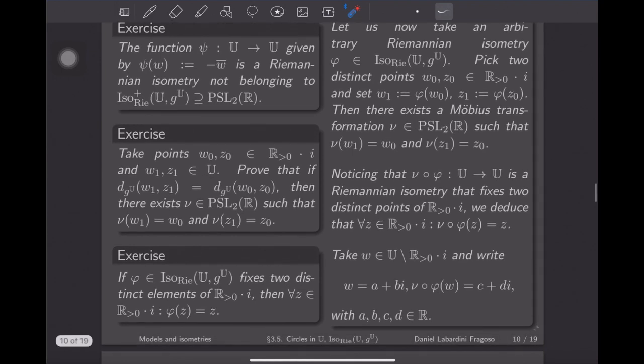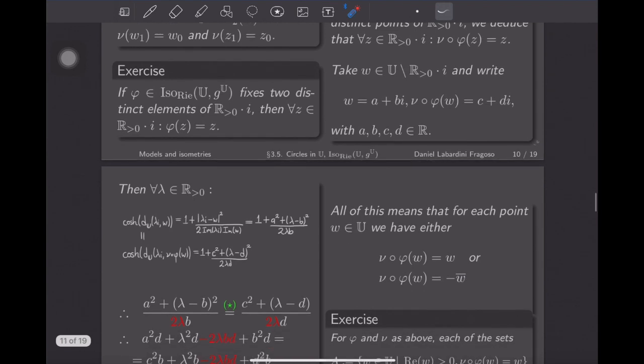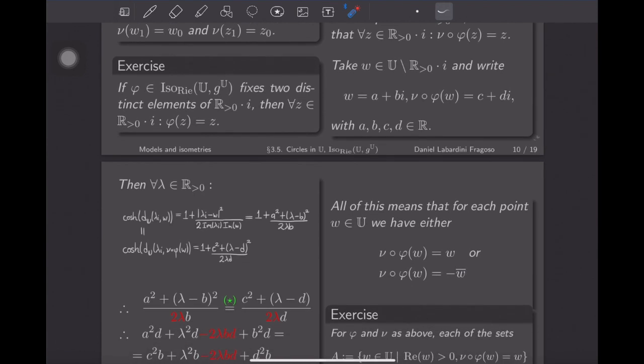Okay. And now I want to see what's the behavior outside the positive part of the imaginary axis, because here I already know the behavior therein. So I take any point outside, and I write it as A plus BI, and its image under the decomposition I also write as C plus DI.